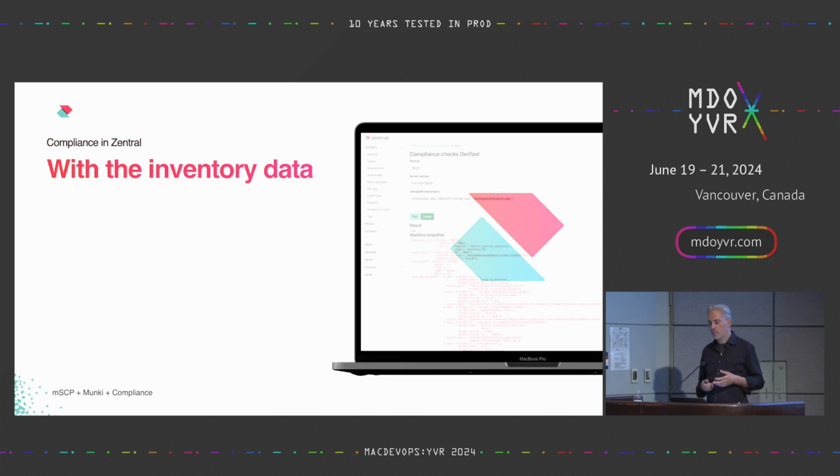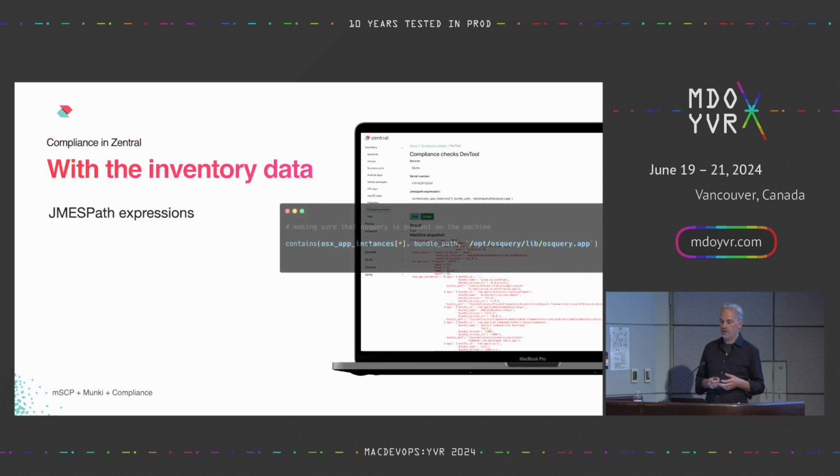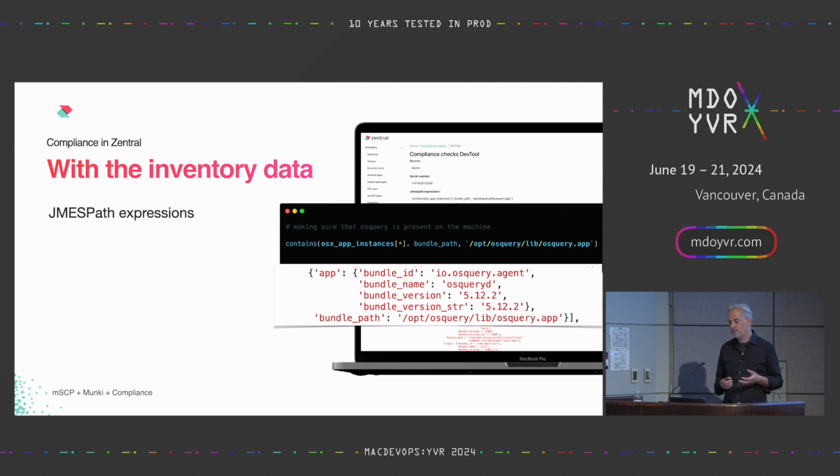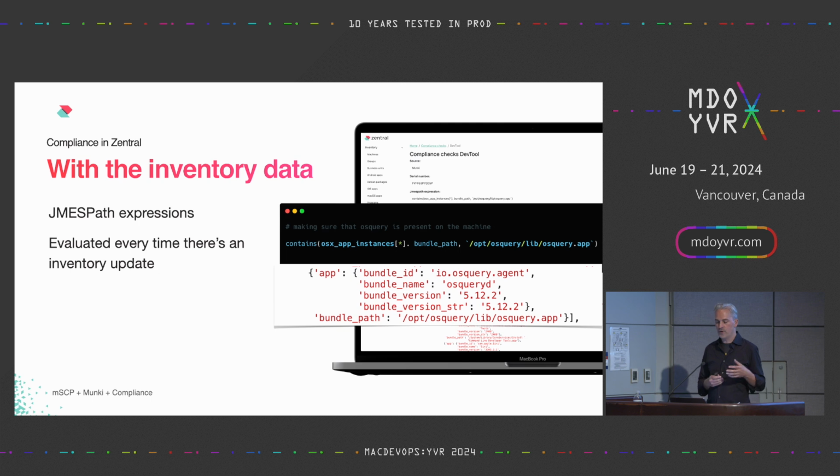Here's an example of a compliance check that is based on inventory data. You can see a JMESPath expression that is evaluated against the full inventory tree every time the inventory information is updated. And this inventory compliance check simply makes sure that osquery is present on the machine.